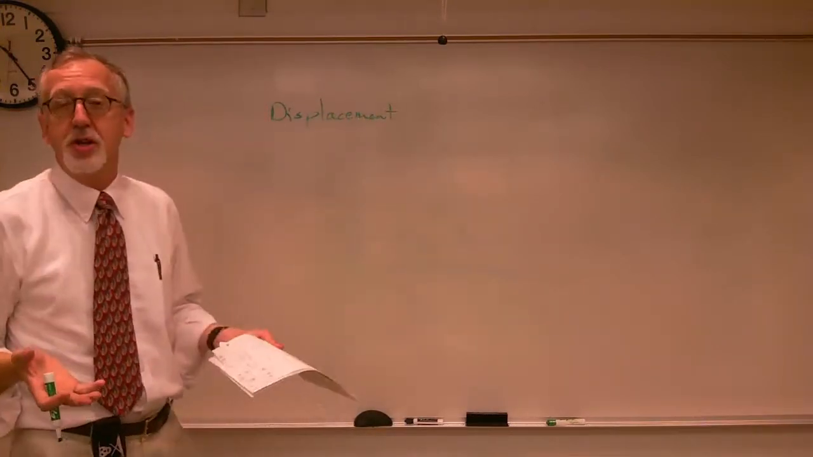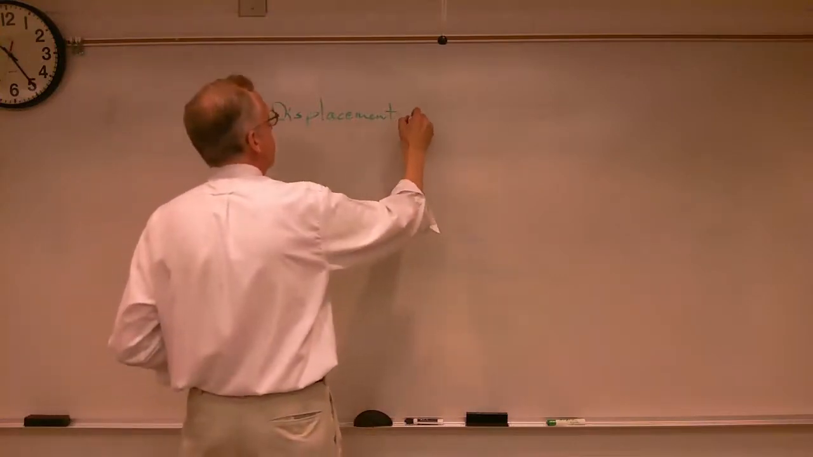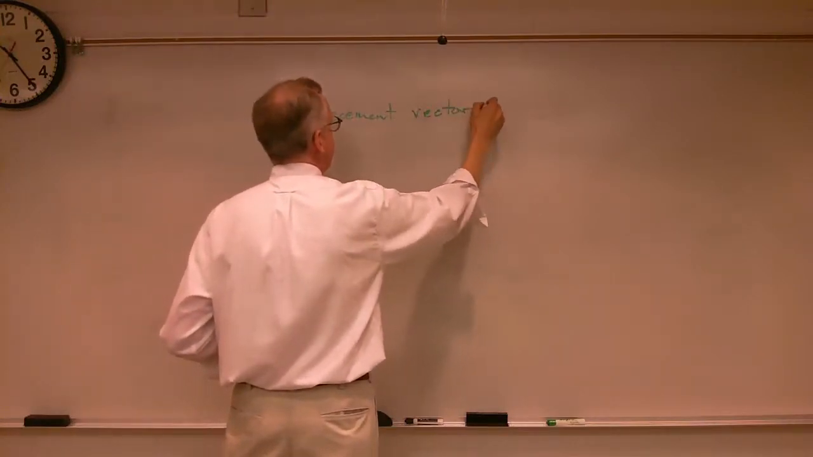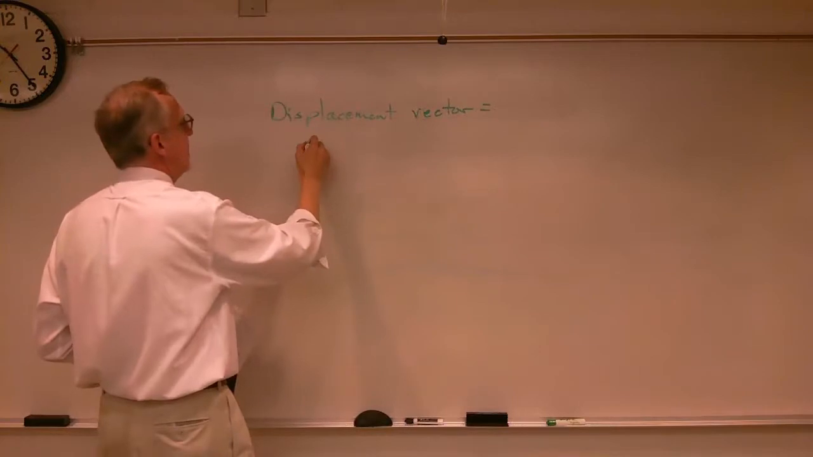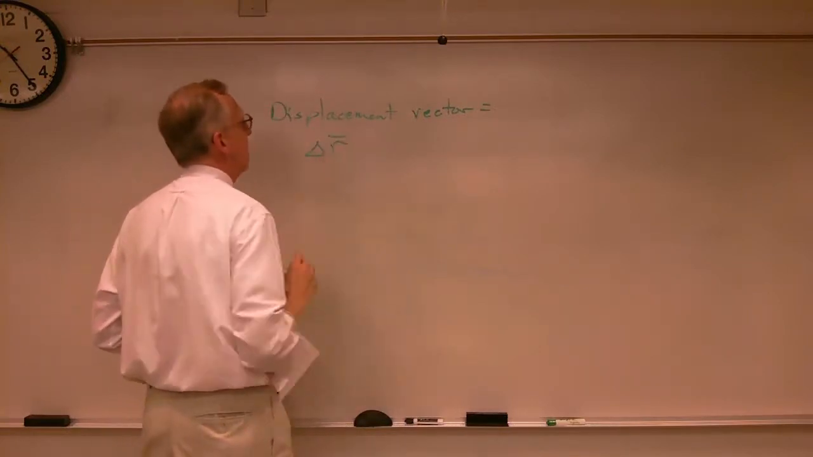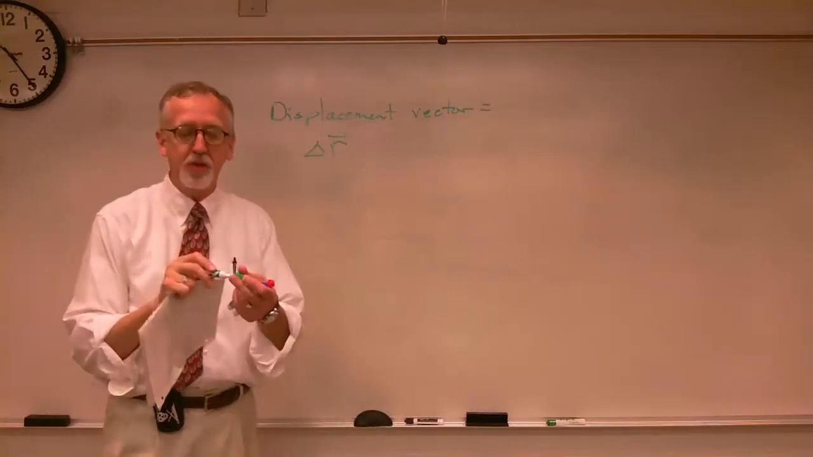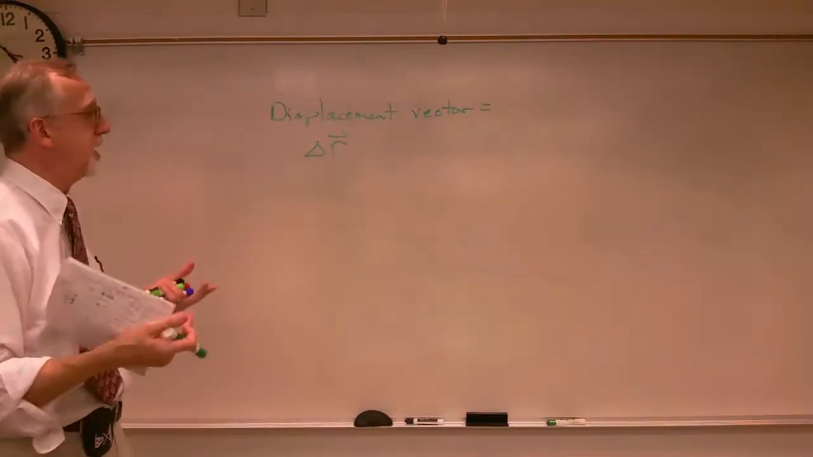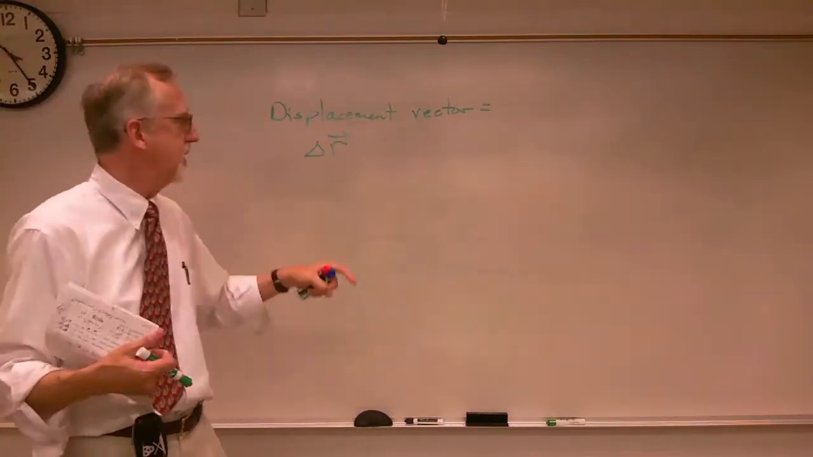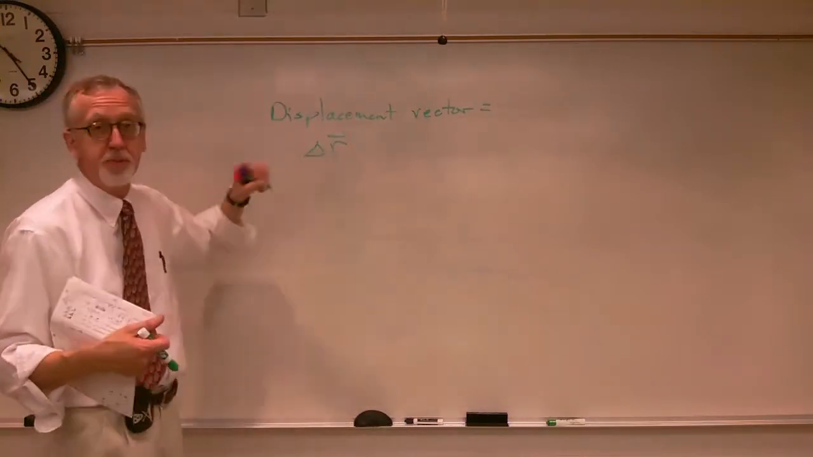The change in position is also going to be a vector, so this will be the displacement vector. And we will write this as delta r vector. Delta is going to be a very common symbol that we will use, which will mean the change in something, change in anything. And in this case, it's the change in the position.